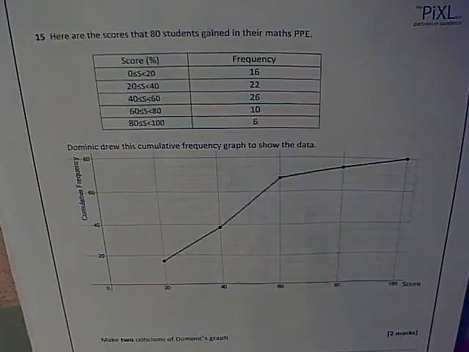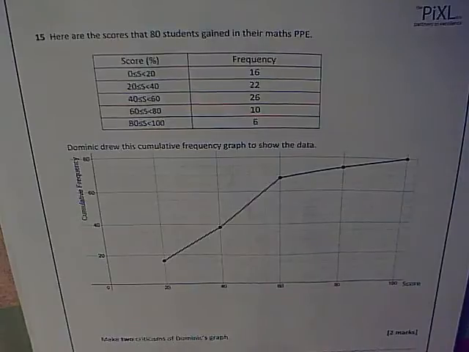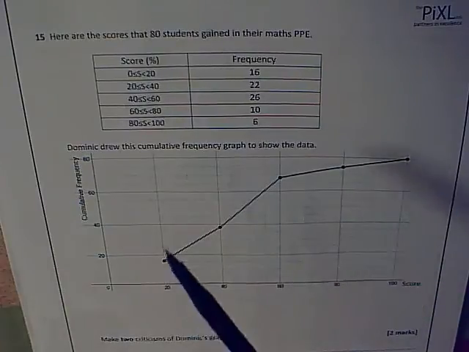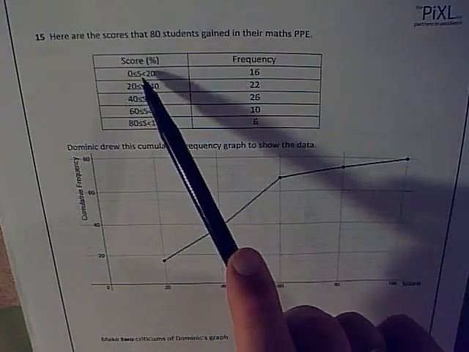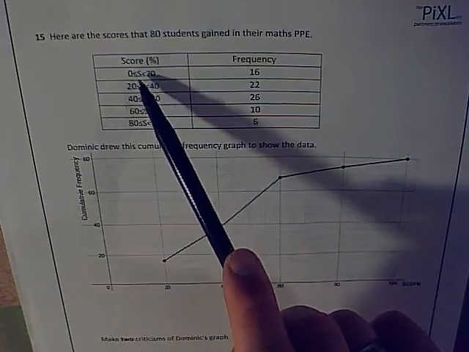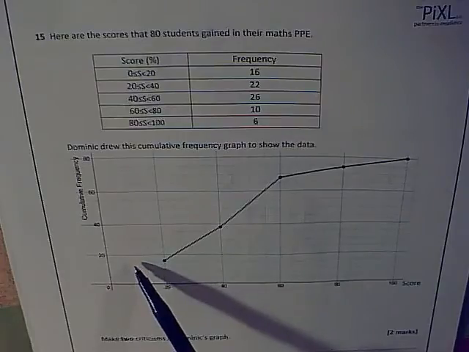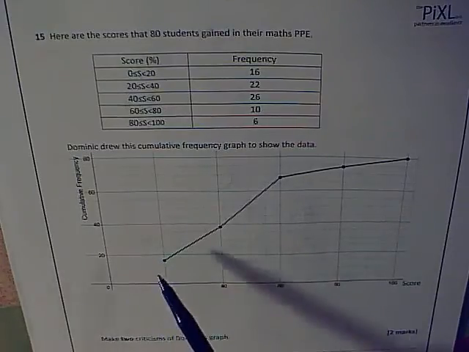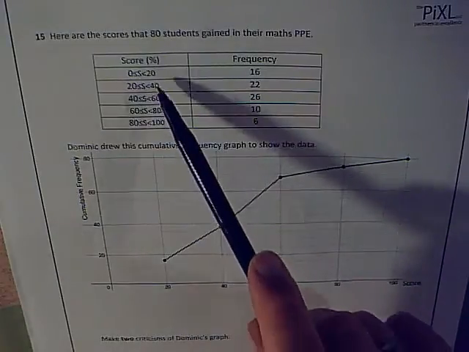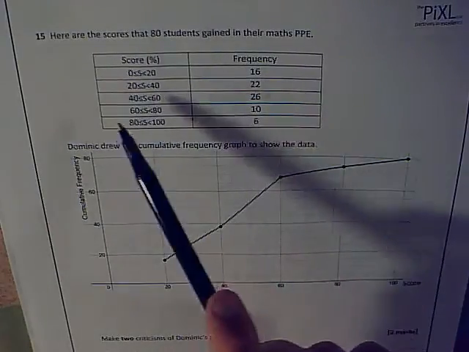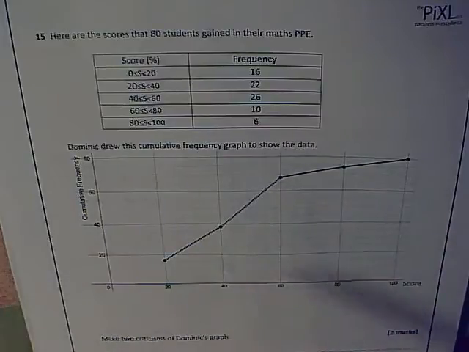Dominic drew this cumulative frequency graph to show the data. Now, the first thing to say is that Dominic has avoided the common mistake, which is to plot the midpoint. So the midpoint here would be 10, I'm plotting 10 and 16. That would be the typical mistake, and he's not done it. You've got to plot the end point when you're plotting cumulative frequency, so he's done well.